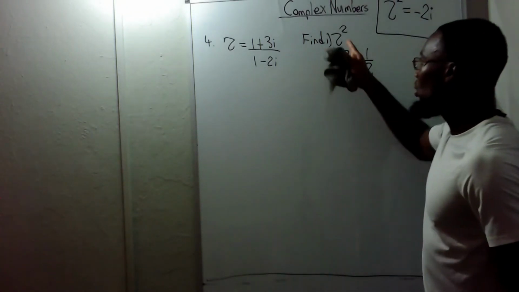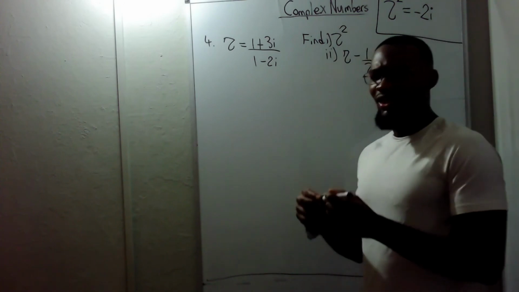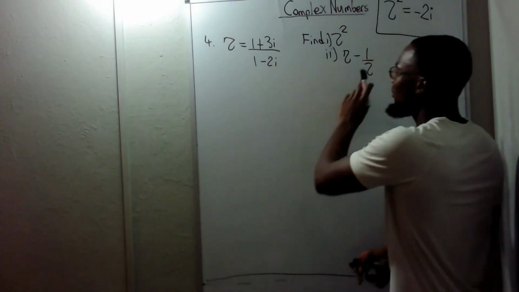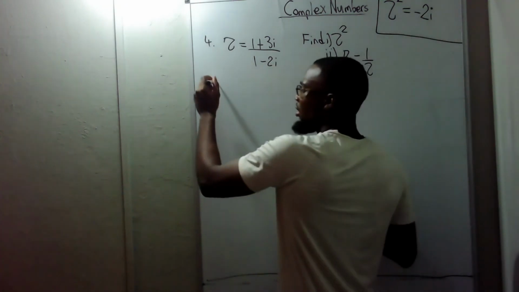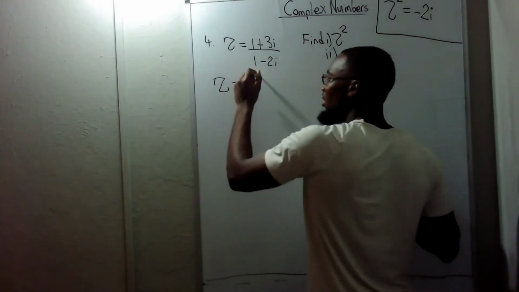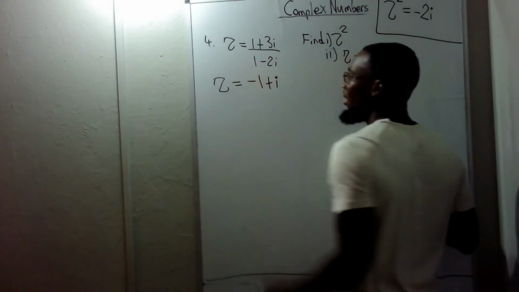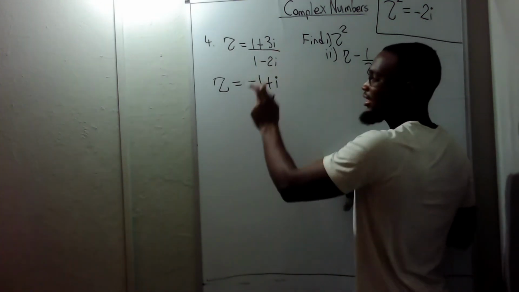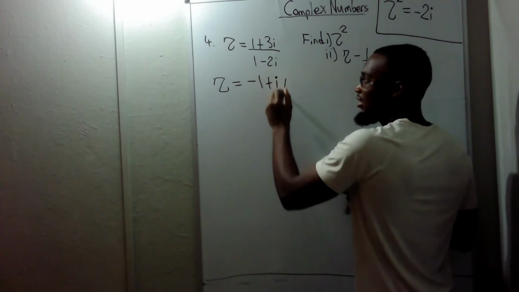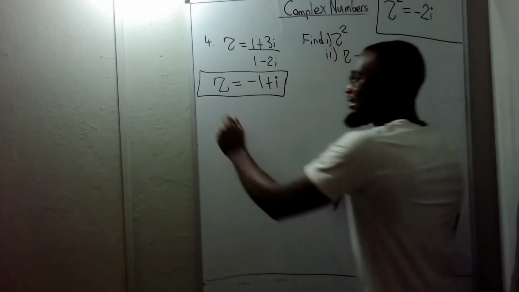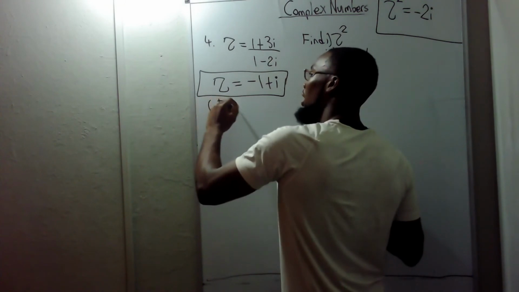Alright, so we need to work out z minus 1 over z. Now I remember we got something for z. When we rationalize, what did we get for z again? It's always best when you rationalize. I think we got minus 1 plus i. That's what we got when we rationalize z. Z is equal to this. Remember, that's what we got from part 1.